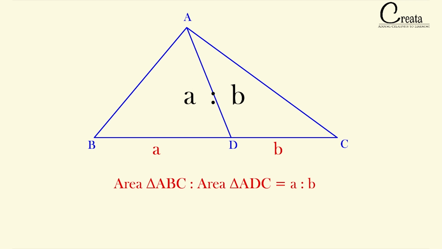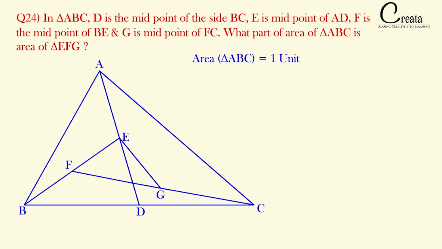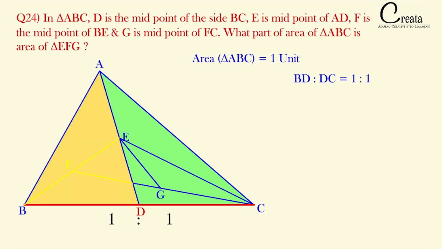Let's see how this fundamental is applicable. Let's join E to C. We have joined E to C. So first of all, let's take the triangle ABC. For this triangle ABC, D is the midpoint of side BC. Means the ratio of BD is to DC is equal to 1:1. And this triangle ABC is composed of two triangles, triangle ABD and triangle ACD.